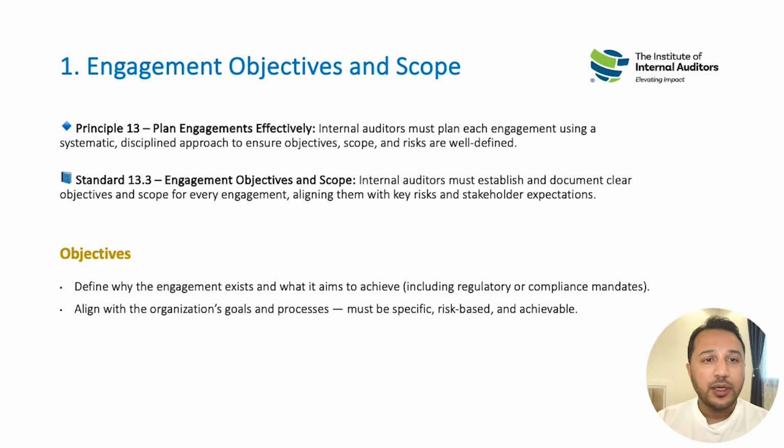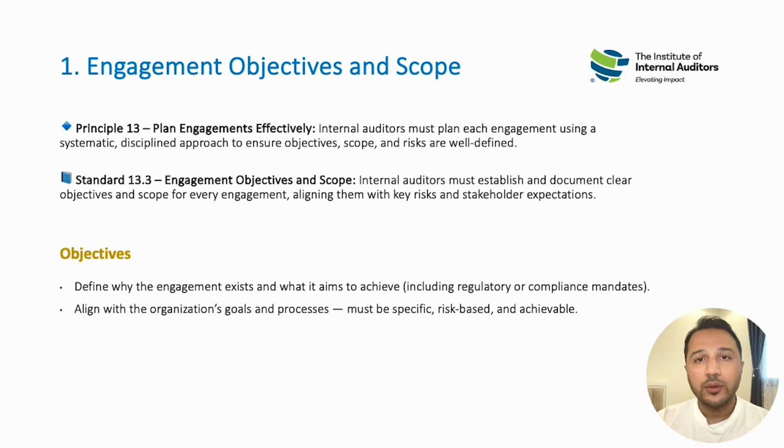Standard 13.3, engagement objectives and scope, states that internal auditors must establish and document clear objectives and scope for every engagement, aligning them with key risks and stakeholder expectations. Who are our stakeholders? Primarily the audit committee, but we are not limited to that. We are also giving assurance to top management in terms of the key risks in those processes, whether there is room for efficiency and effectiveness, and non-compliances if there are any, so we highlight those gaps as well.